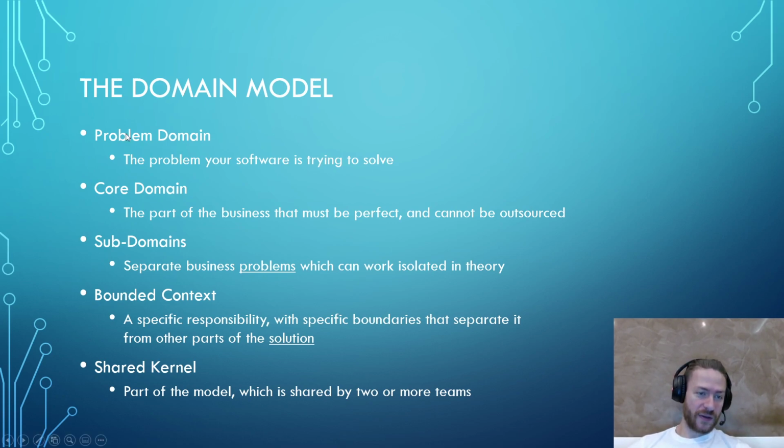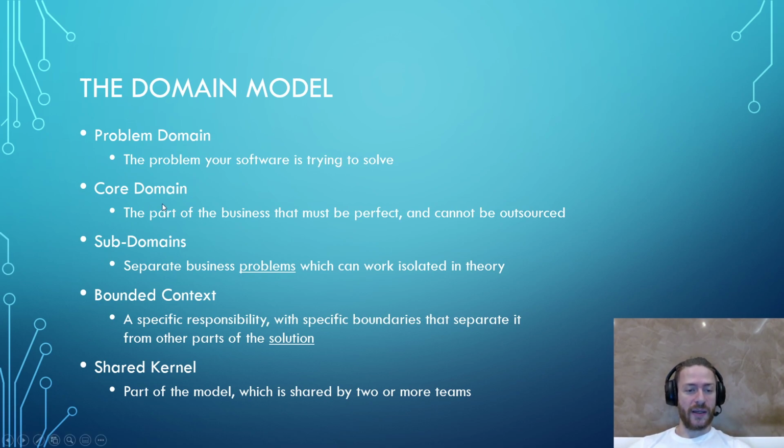There are different categories and different parts of the domain models. The first one is the problem domain. The problem domain is the actual problem, the actual task your software is trying to solve. So, for example, this may be an online store. This may be a logistics service. This may be aircraft software, whatever you think of. The problem domain is the problem your software is trying to solve. I'm going to show you enough examples in a minute.